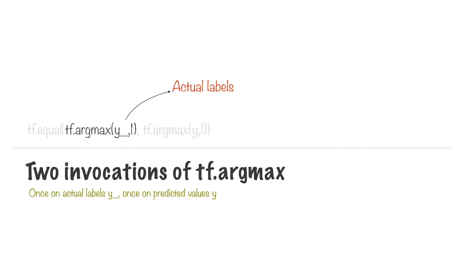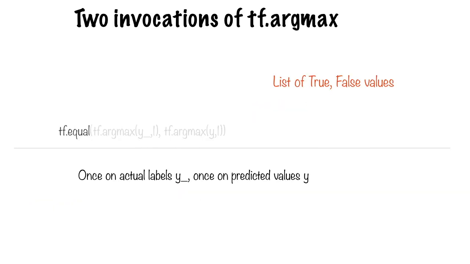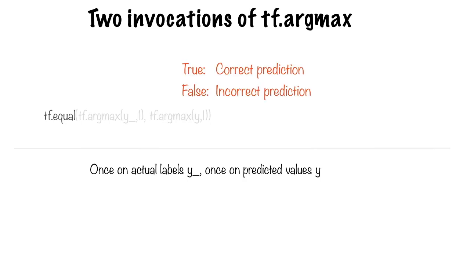One of these is on the actual labels which are in one hot representation. The other is on the predicted labels, which are not in one hot form but are probabilities that have been output by softmax. The net effect of invoking tf.equal on these two sets of return values from tf.argmax will be to give us a list of true and false values. Every true in this will correspond to a correct prediction, and every false will correspond to a false prediction. And it will now be a relatively simple matter to calculate the percentage accuracy.